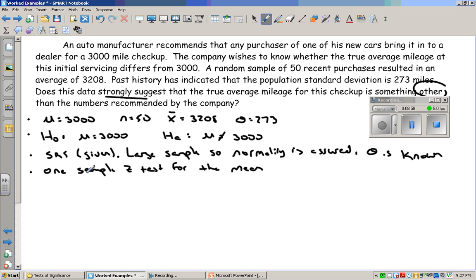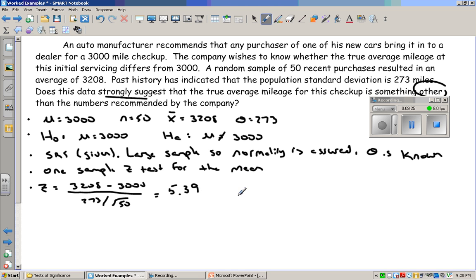Right, next up we're going to calculate our z-statistic. So z is going to equal 3208 minus 3,000 divided by 273 divided by the square root of 50. And we let our calculator do the work for us, and we get a z-statistic of 5.39.